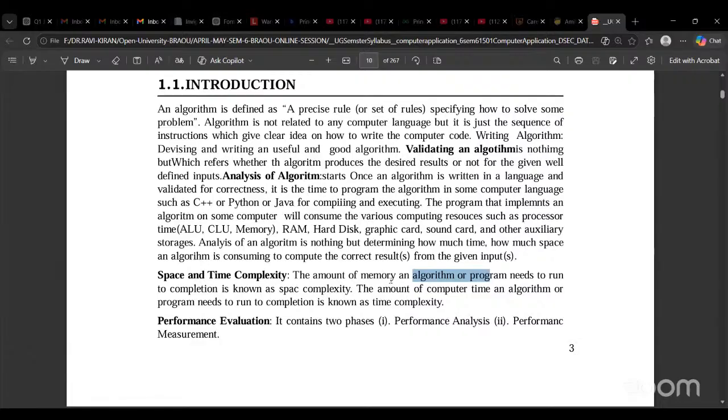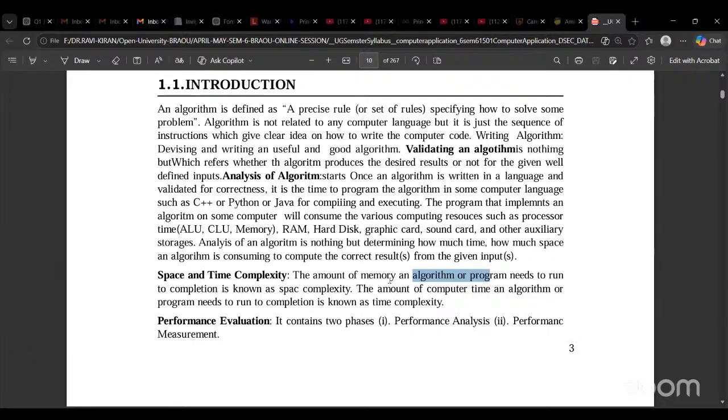So memory is measured with the space complexity, the time measured with the time complexity. The amount of memory for an algorithm or the program which needs to be run is known as space complexity. At the same time, the amount of computer time an algorithm or program needs to run to complete the task is known as time complexity.